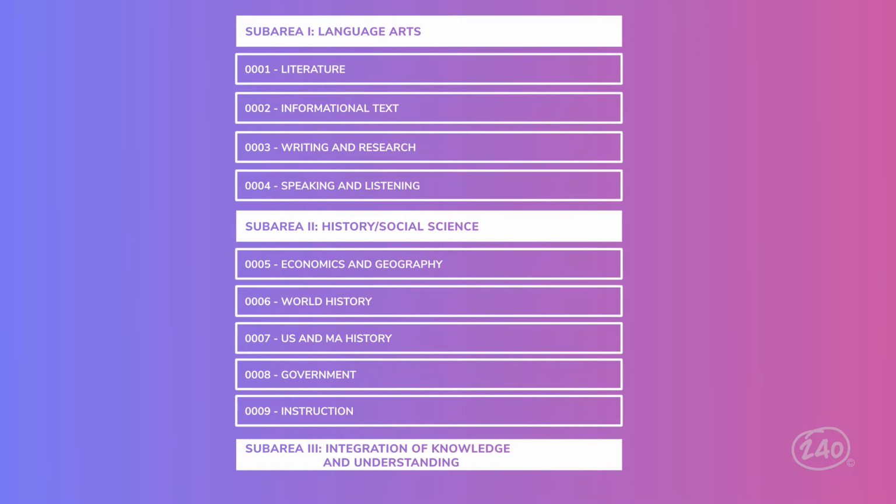Language arts and history and social science are the multiple choice sub-areas. Language arts is worth 30% of the overall score, while history and social science is worth double that at 60%. Each of these sub-areas has objectives listed under it to specify the content covered in each. Integration of knowledge and understanding is the open response item, also known as a constructed response question, which we call CRQ for short. The CRQ is worth 10% of the exam's overall score.